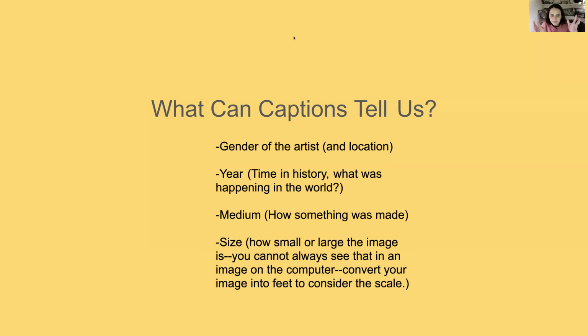So the four main things: the gender of the artist and the location where they're from. So you'll see the artist's name, you'll see the year that it was made in, so you can think about the time in history, what was happening in the world. Then the medium, the material that it's made out of, so how something is made. And then lastly, size, so how small or large the actual object is.